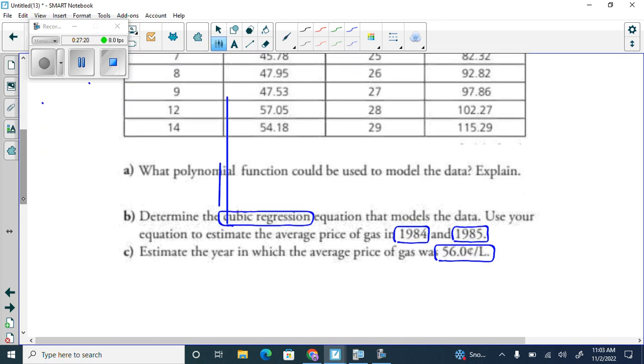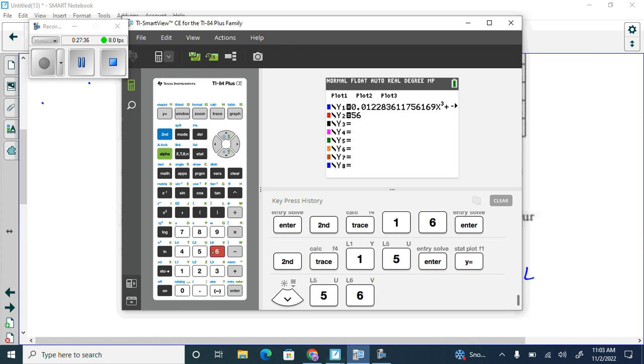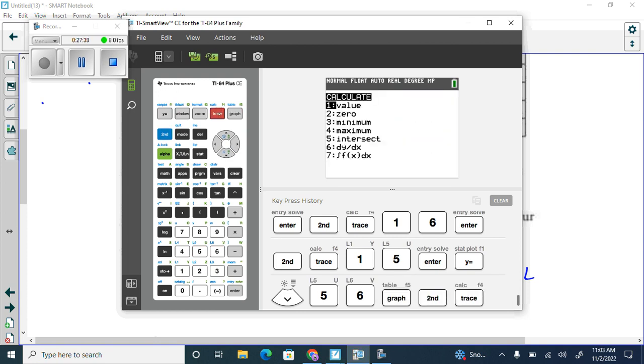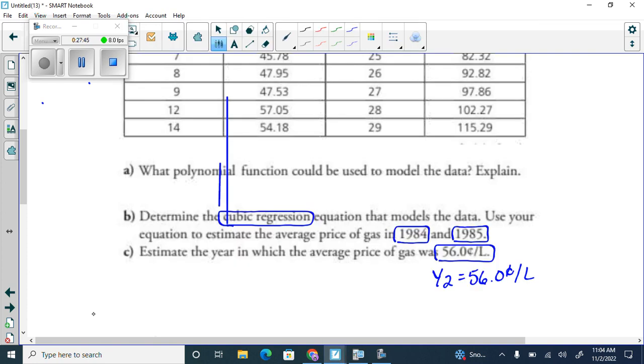Okay, and then we need the average price, and it's 56, so that's our Y. So we go 56. Second trace 5, enter, enter, enter. And it's 16.46 for 17 years. And it wants the year. So we have 1979 plus 17, 1996.